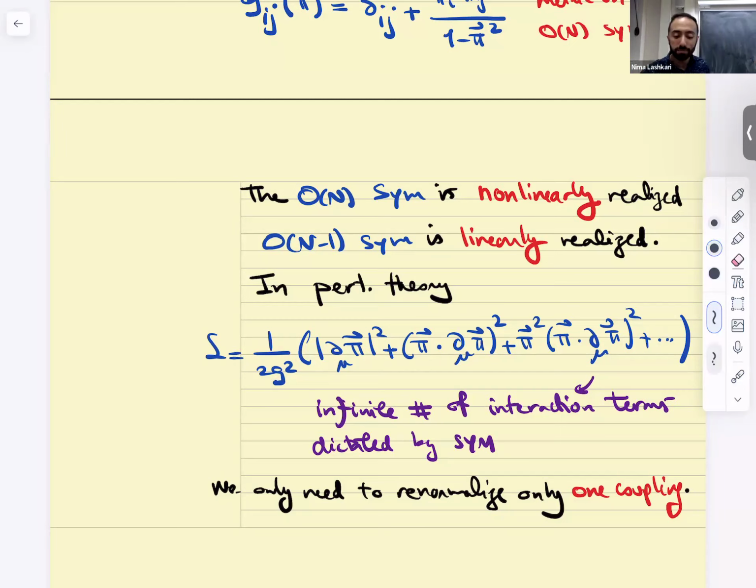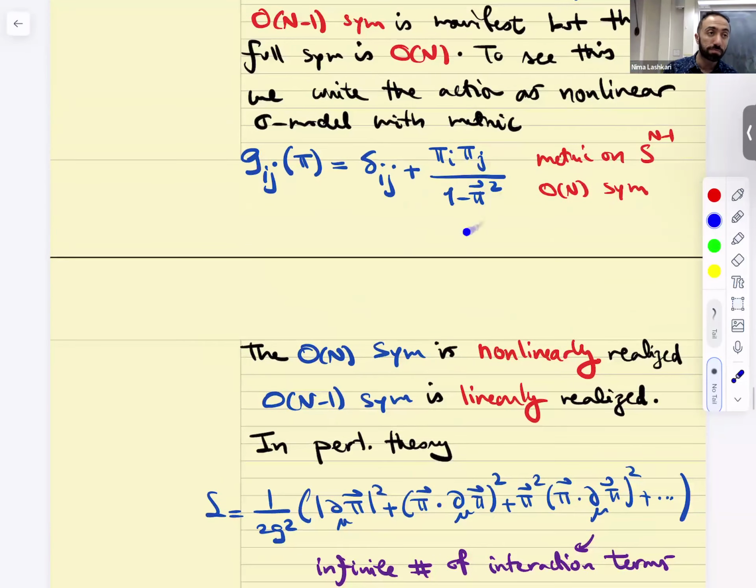Is the principle clear? Maybe I should pause for a second. What is the symmetry, like you said? O(N). Okay, thank you. What is linearly realized is O(N-1). If I only had O(N-1), this term is an interaction term, and I could have given a different coupling here. It would have been O(N-1) still. I could have added higher terms, and it could have still been O(N-1). But the fact that it's O(N) tells me that this is 1, the next term is something fixed, and the next term is something fixed, because they all come from this expansion.